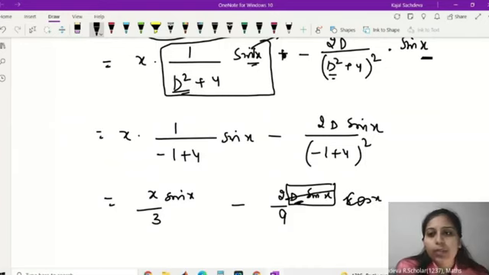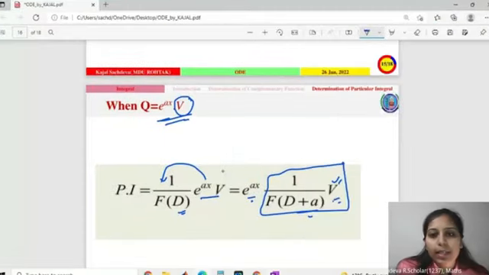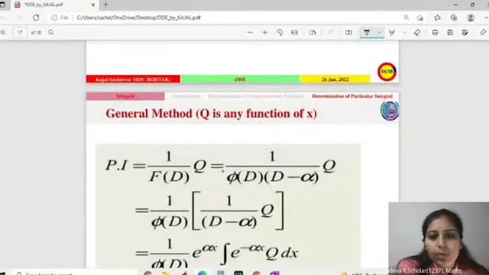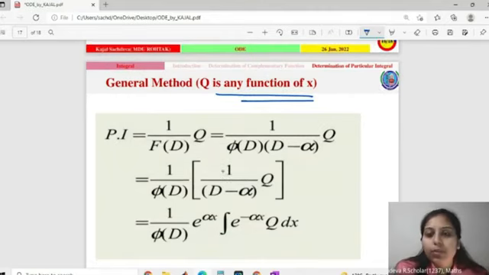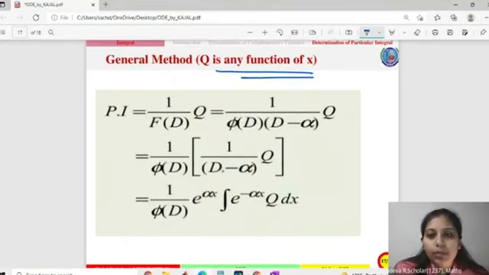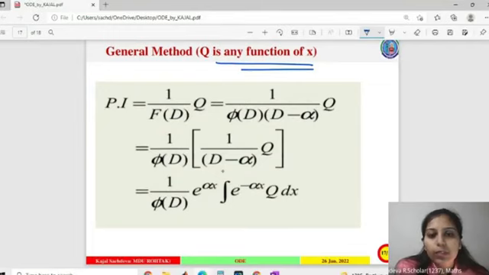We can have one more formula, which is for the general case, when Q is any function of x. We can apply this formula on any type of non-homogeneous part Q given. But this is quite difficult and also lengthy, so we can skip that formula, but for knowledge you can learn 1/f(D) into Q. In this case, we factorize f(D). We write (D − α). As we already know the roots m1, m2, m3, we can write (D − m1)(D − m2)(D − m3).